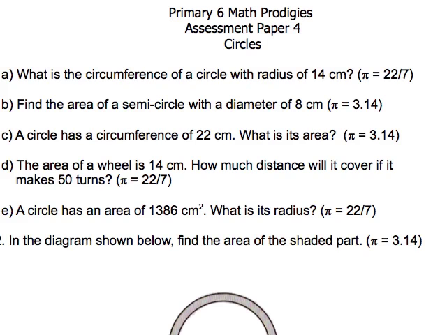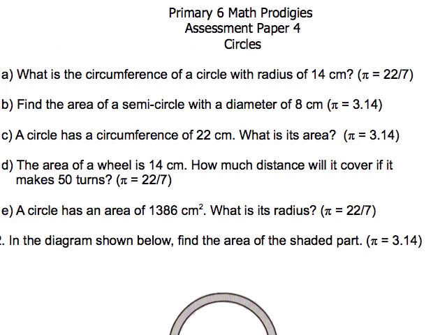So part D, let me take a look. Part D says, well, we're really breezing through the questions here. The radius of a wheel is 14 cm. How much distance will it cover if it makes 50 turns? Okay, so radius equals 14 cm. How much distance will it cover if it makes 50 turns?